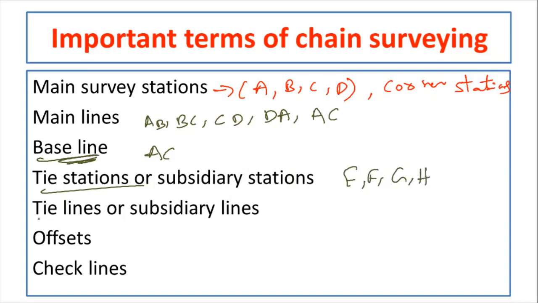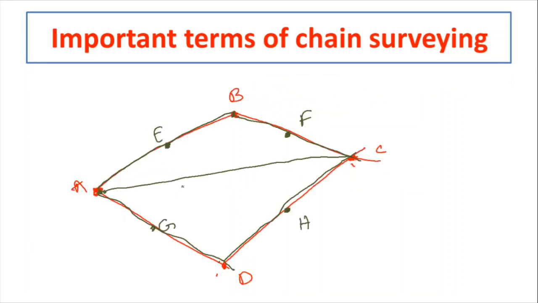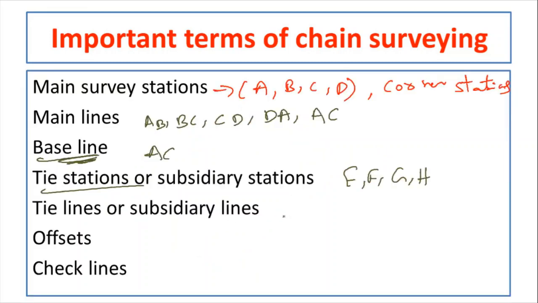Then whatever the lines joining the tie stations, they are called tie lines or subsidiary lines. So now EF will be one tie line and GH will be one tie line. You can join EG and FH also, but if you draw them, they are crossing other lines, so you need not draw them.